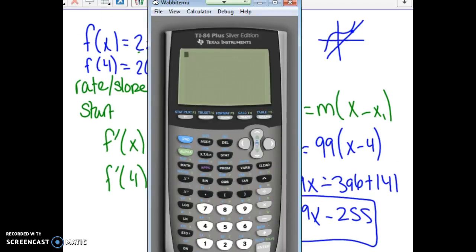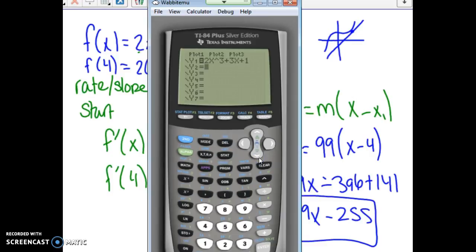On my graphing calculator, I'm going to go to my y equals, and I'm going to type in my original function, 2x to the third plus 3x plus 1. Oops, I have to back up. I forgot a plus. So 2x to the third plus 3x plus 1.